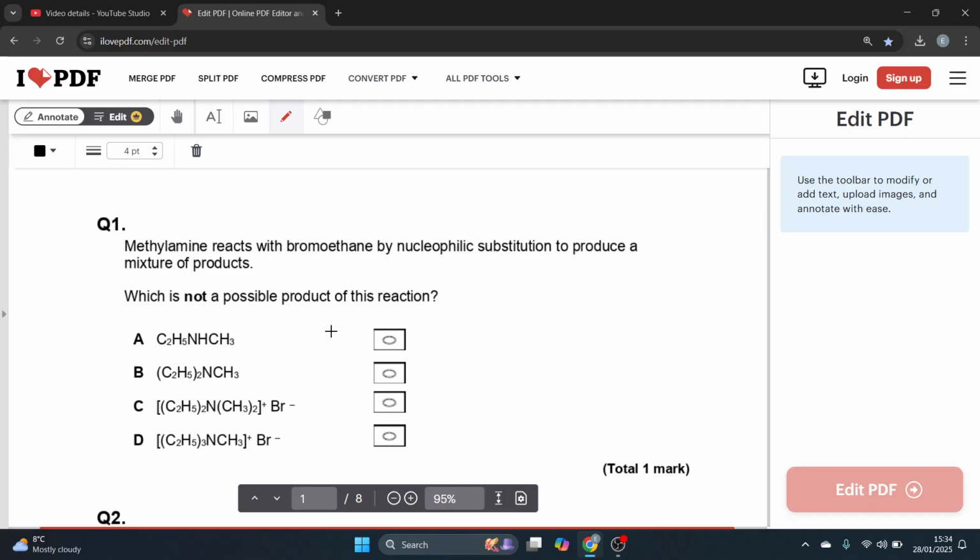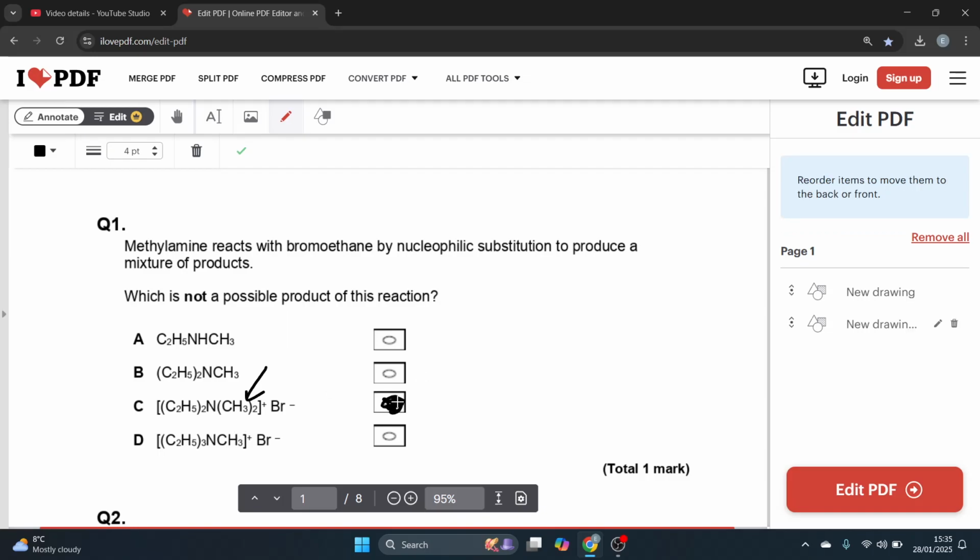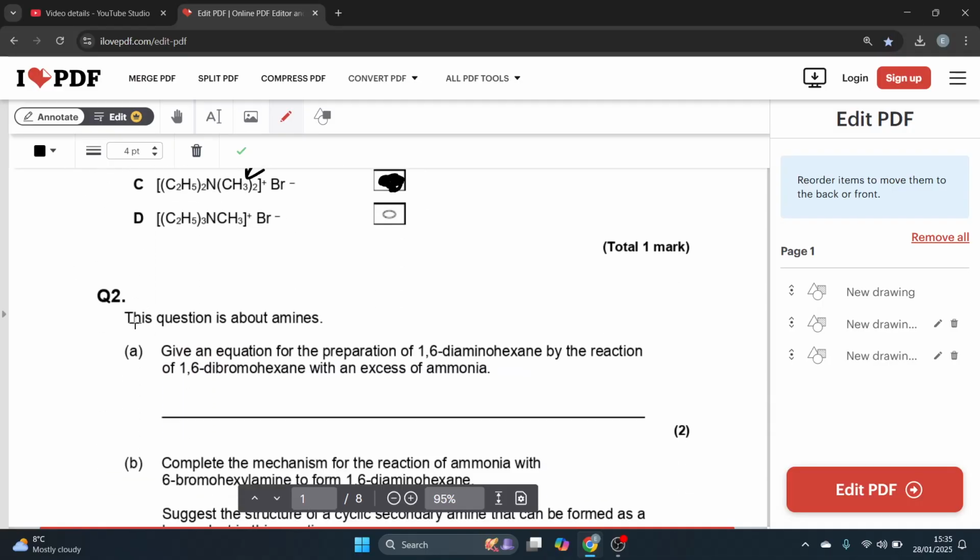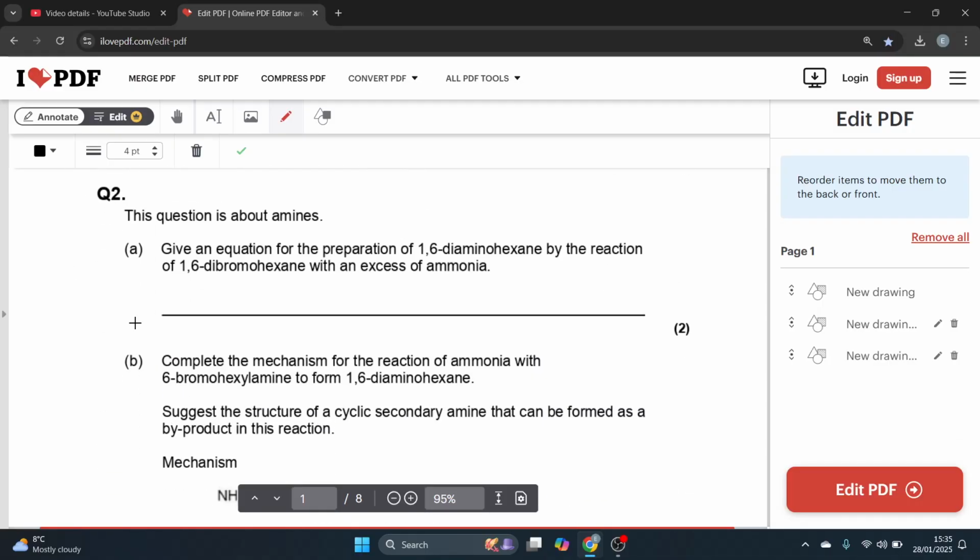So first things first, I can see I've got two ions, positively charged and negatively charged part, C2H5NH, C2H5NH, whereas in C, you can see here we've got two methyl groups, CH3 twice. That's not a possible product, therefore. So you need to look really precisely at everything in the formulas they give you.